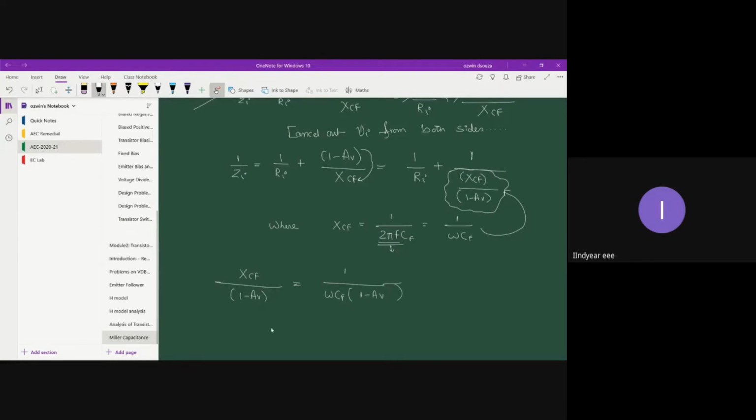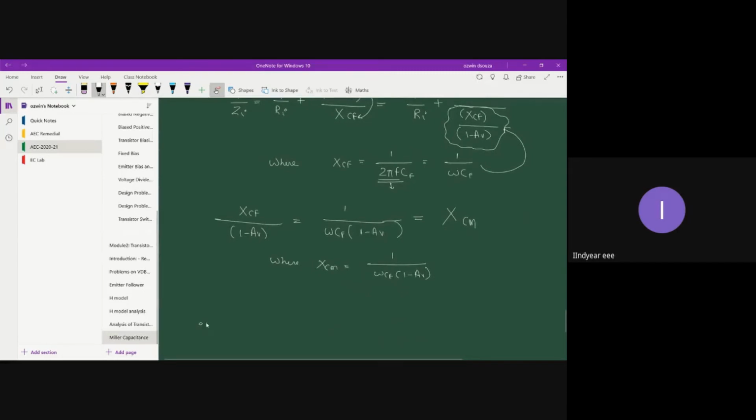1 minus AV. Now, what we will do is take 1 divided by omega CF into 1 minus AV as a new reactance, XCM. So XCM is equal to 1 divided by omega CF into 1 minus AV.